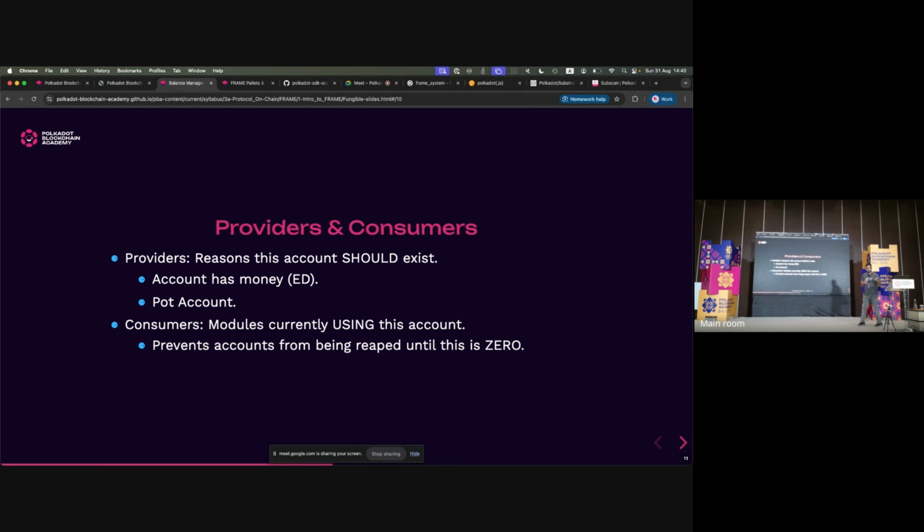But there might be cases in your pallet where, again, you want your pallet pot account to be alive. And what you can do is explicitly increase the provider on it, and that will make your account alive always. Doesn't matter if it's lower than one dot.